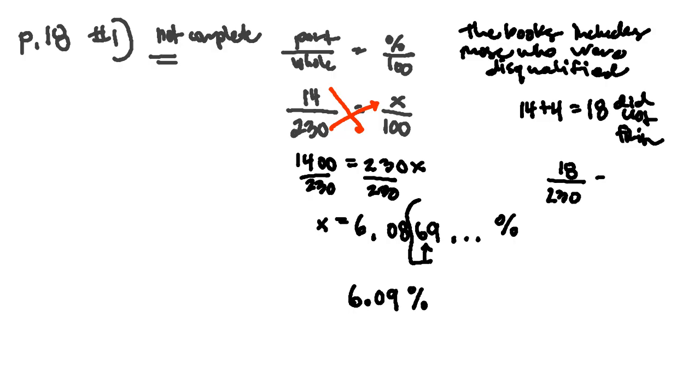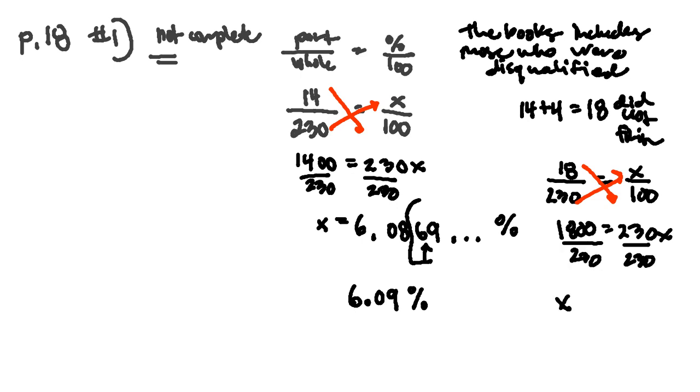We're going to cross multiply the same way we did. So go across. That's going to be 1800 equals 230x, divide by 230, divide by 230, and x is, we're getting 7.8260. Again, we'll go 2 decimal places. So what we're going to do is look at that 6. Again, this is going to round that up. So we've got 7.83%.